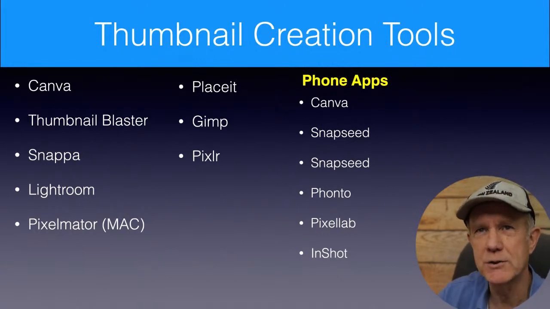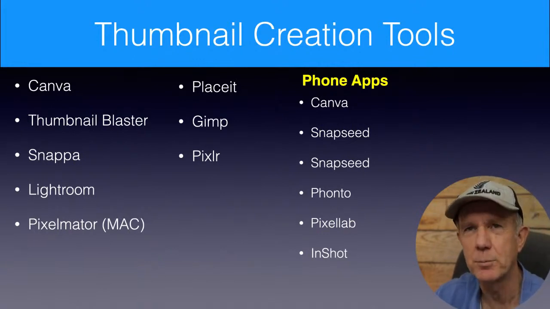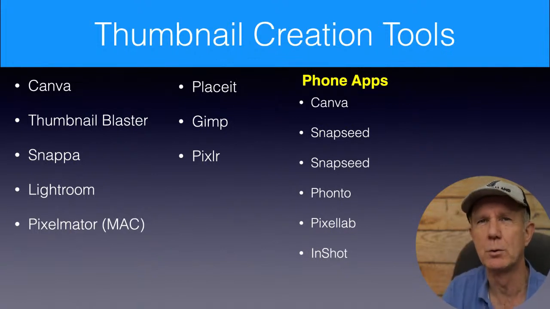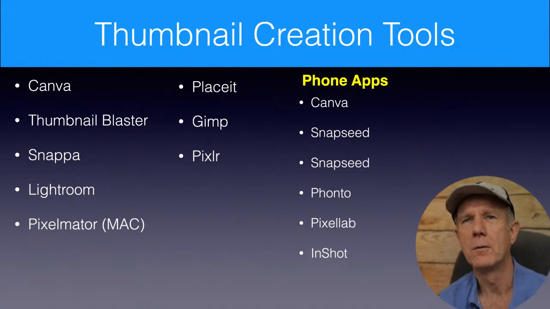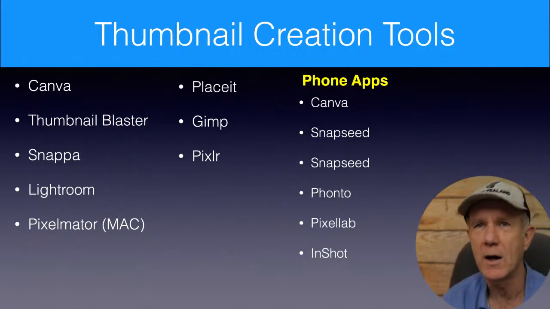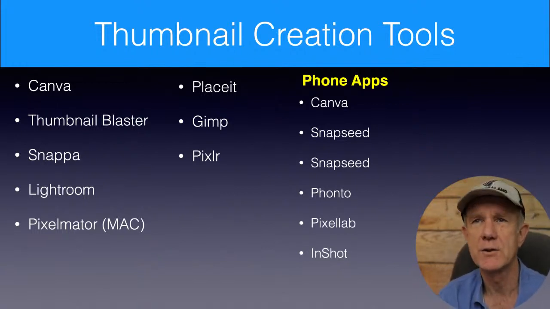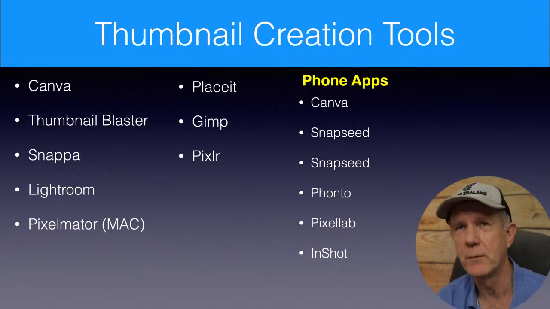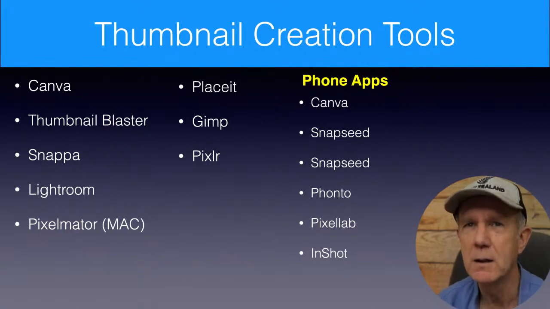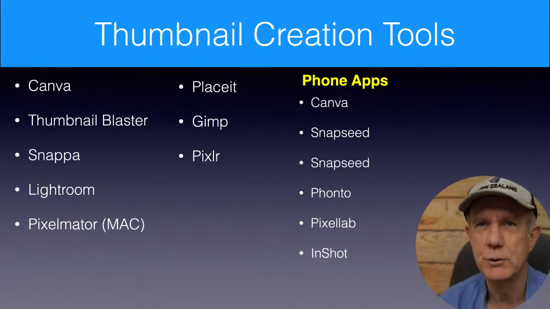A new one is Placeit, which has a lot of templates for thumbnails, and you can create your YouTube banners and icons, so it has a lot of thumbnails, etc. GIMP is another one, and Pixlr, PicMonkey are also some others.